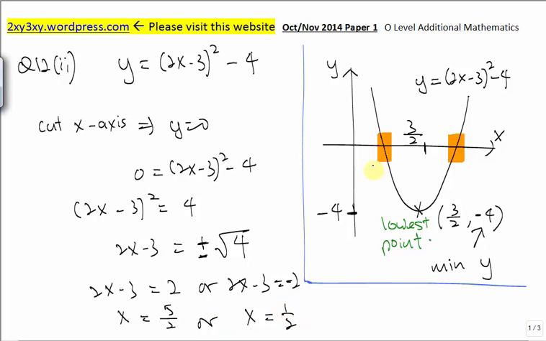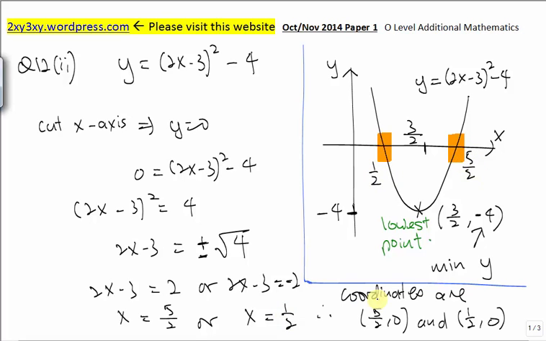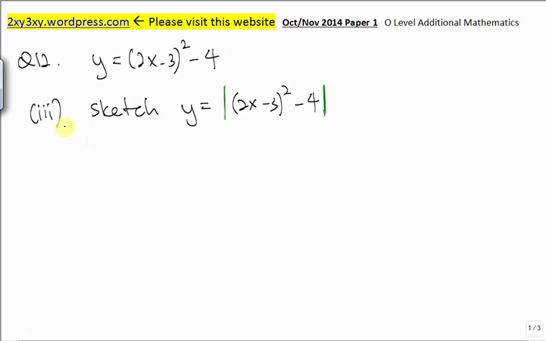So the x coordinate here will be half. The x coordinate here will be 5 over 2. In conclusion, the coordinates where the curve cuts the x-axis will be (5 over 2, 0) and (half, 0). In the third part of the question, we are asked to sketch the graph y equal to the absolute value of (2x - 3) squared minus 4. Notice there is an absolute value here.